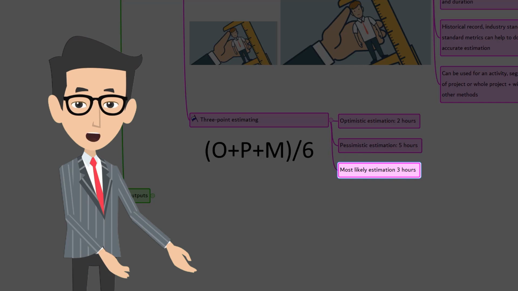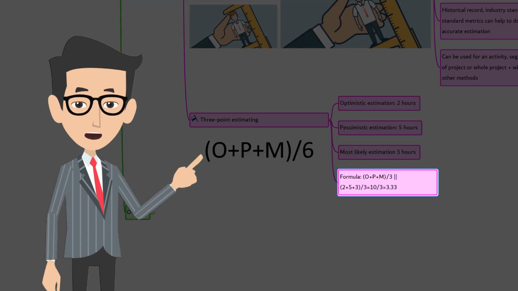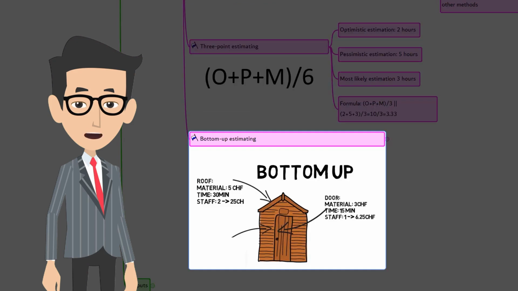Let's do 3-point estimation. The formula to do 3-point estimation is optimistic plus pessimistic plus most likely, divided by 3. So, 2 plus 5 plus 3 equals 10. 10 divided by 3 equals 3.3. It's so simple, right? All right, the next one is bottom-up estimating.